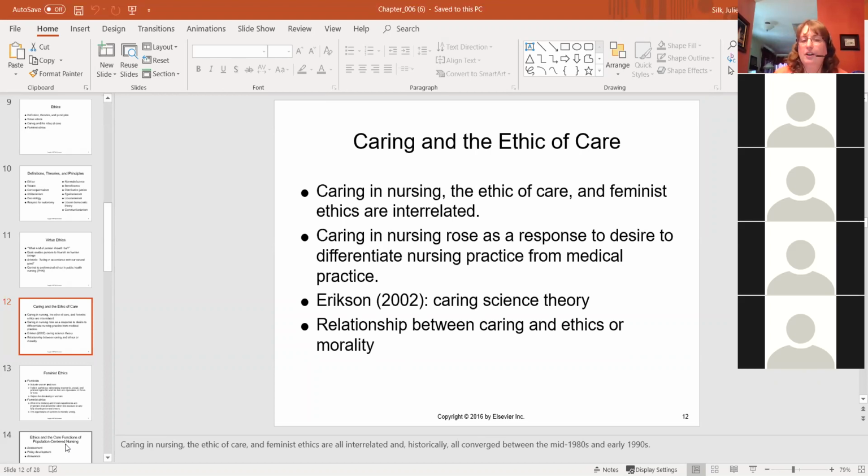And then, Erickson, going back to talking about some of those theories, he talked about caring a little bit with his theories. There is definitely a relationship between caring and ethics or morality.